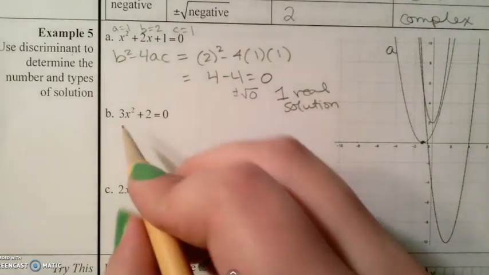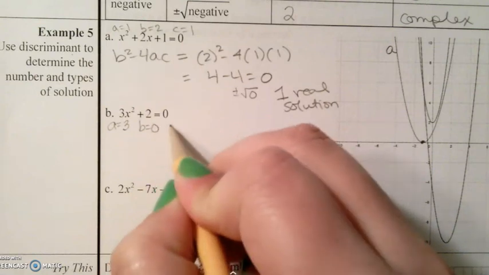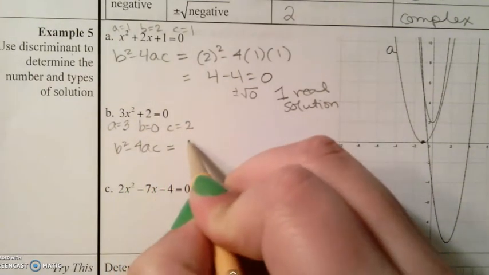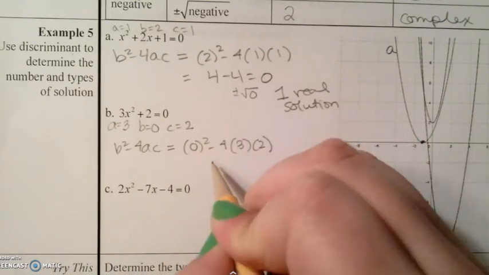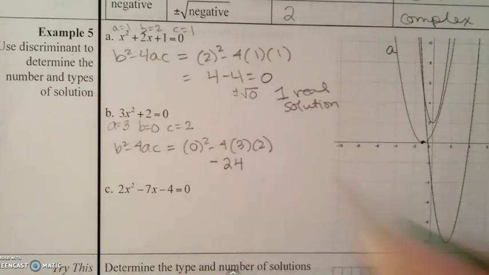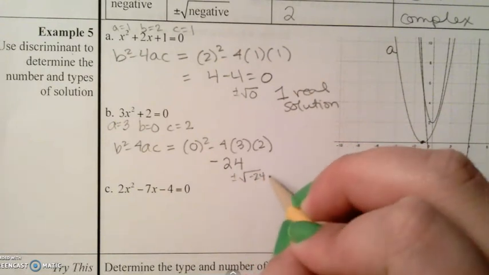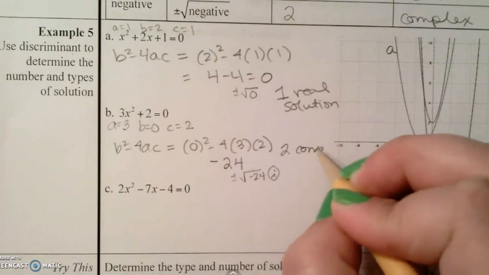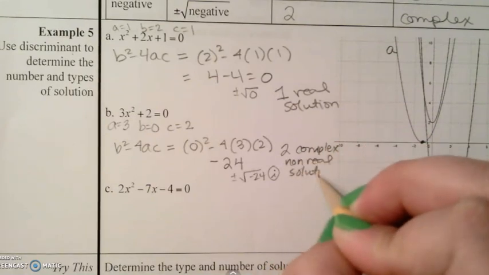For part B, we're going to do the same thing. We say a is 3, b is 0, and c is 2. We want b squared minus 4ac. So we have 0 squared minus 4 times 3 times 2, which gives us negative 24. This is negative, and if I had plus or minus the square root of negative 24, there would be an i involved. So this is two complex, non-real solutions.